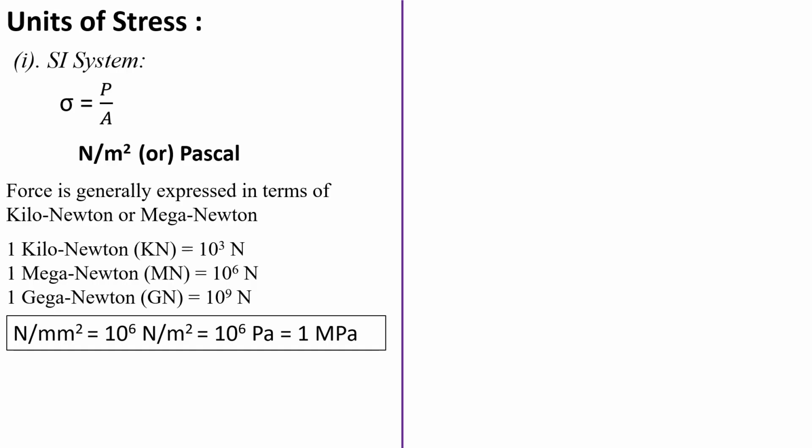Let's see how to convert newton per mm squared into megapascals. We know that one newton per mm squared equals 10 to the power of 6 newton per meter squared, and newton per meter squared is equal to the pascal. Then newton per mm squared equals 10 to the power of 6 pascal, which equals 1 megapascal. So newton per mm squared equals 1 megapascal, or 1 MPa.